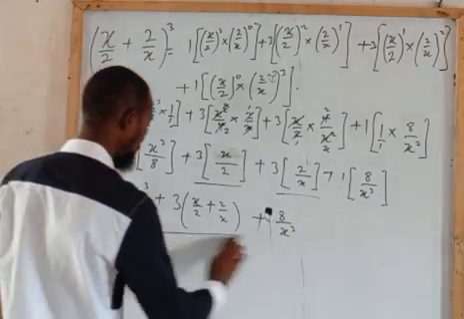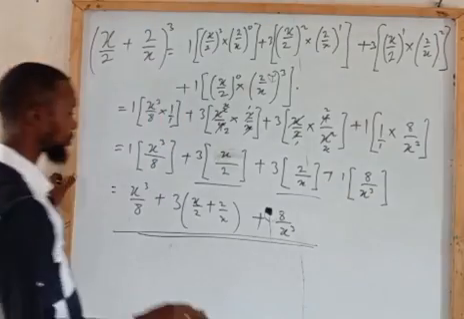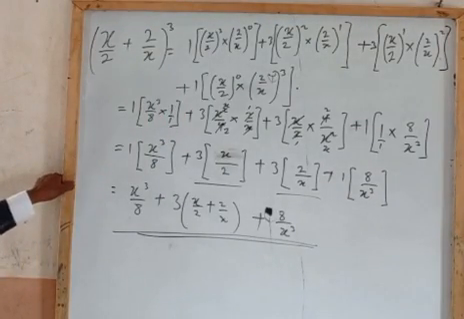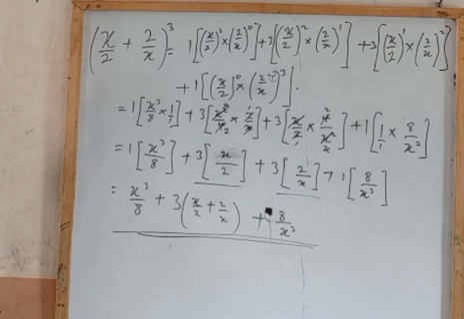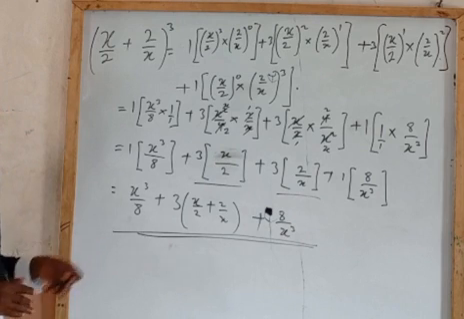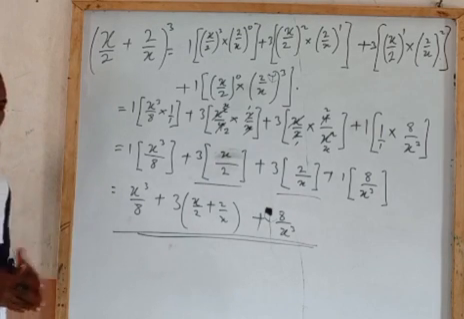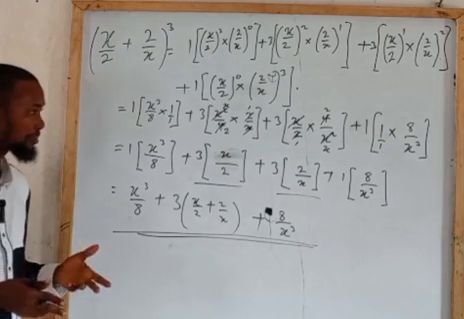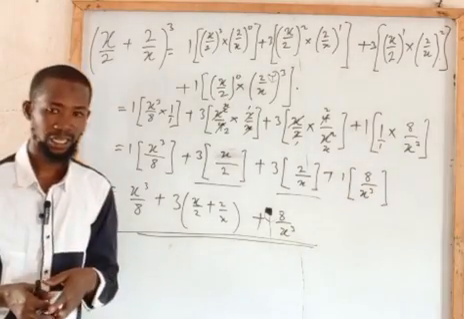And we can conclude this is what? This is the solution to this expansion of x over 2 plus 2 over x raised to the power of 3. So that is how far we can go with the Pascal triangle, or the application of the Pascal triangle.